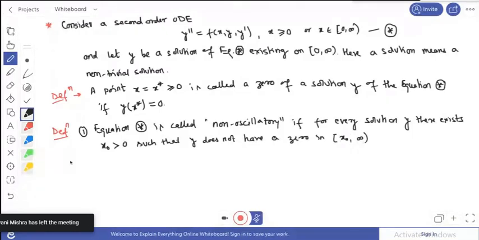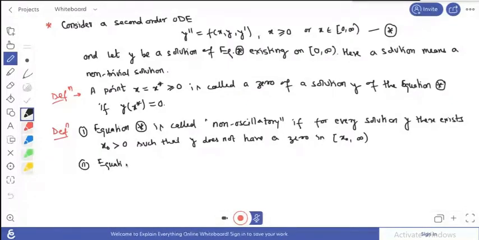And the second one, what is oscillatory? If this condition is false. So the second one, equation star is called oscillatory if this first condition fails, or is false.